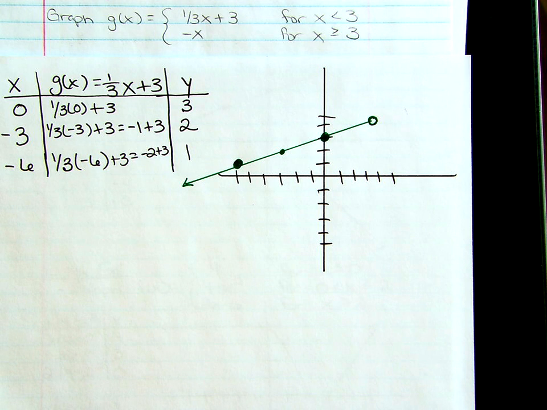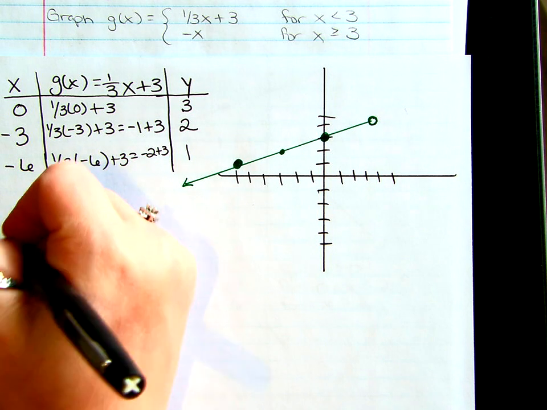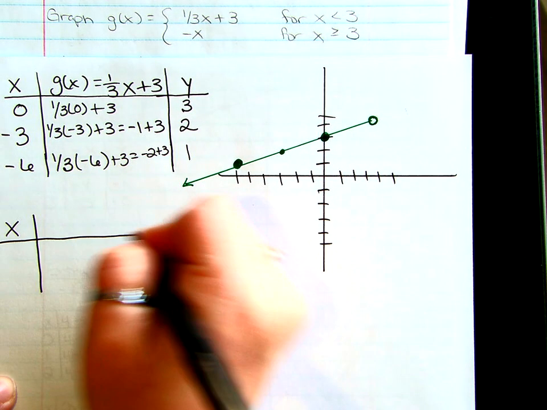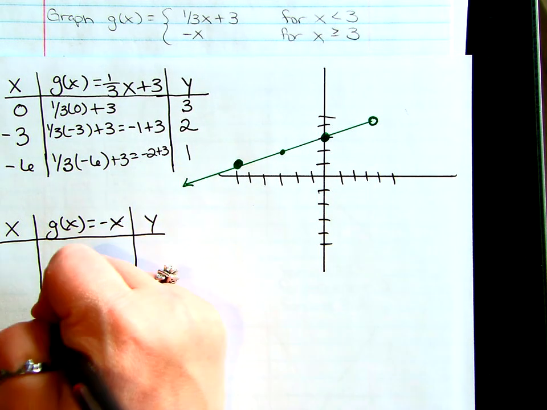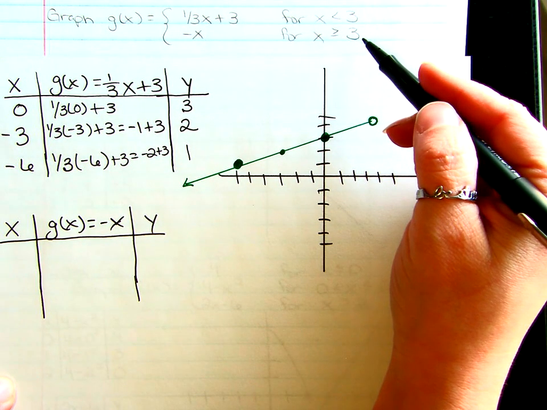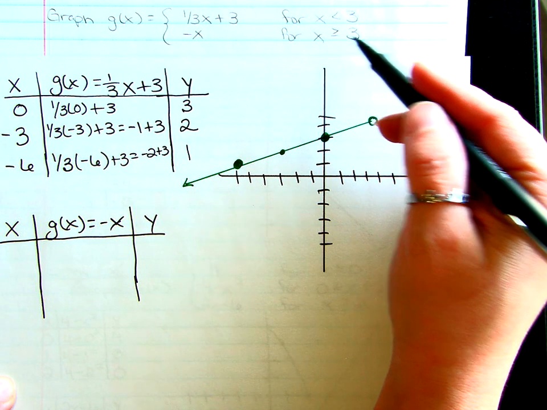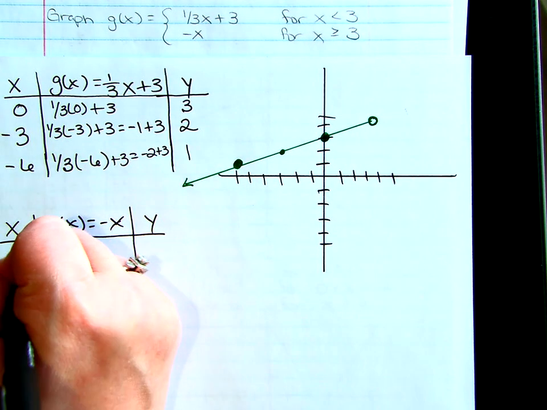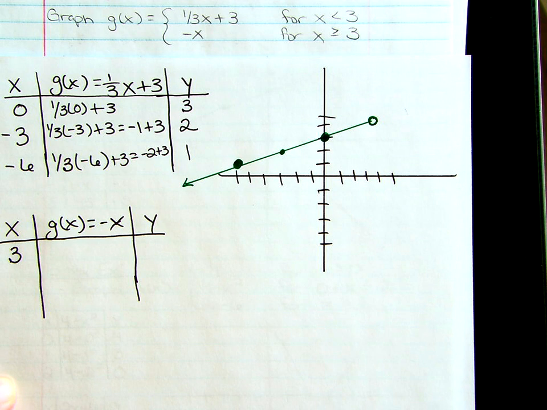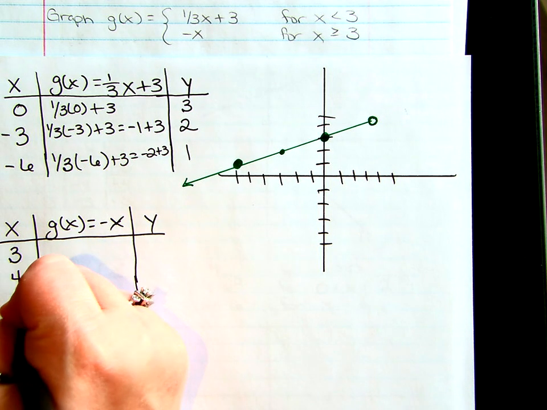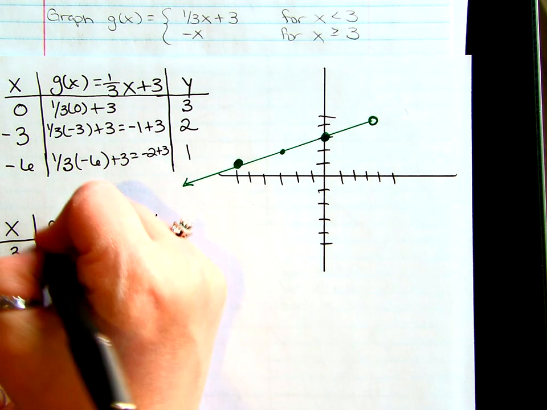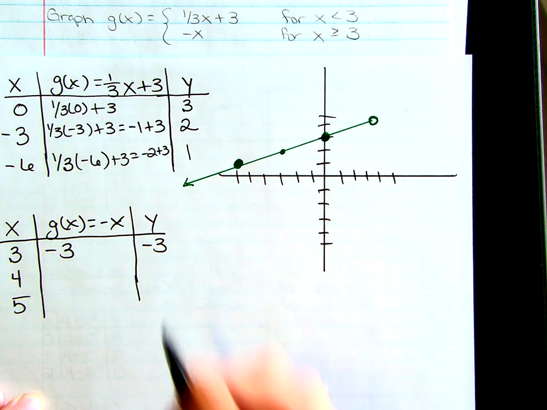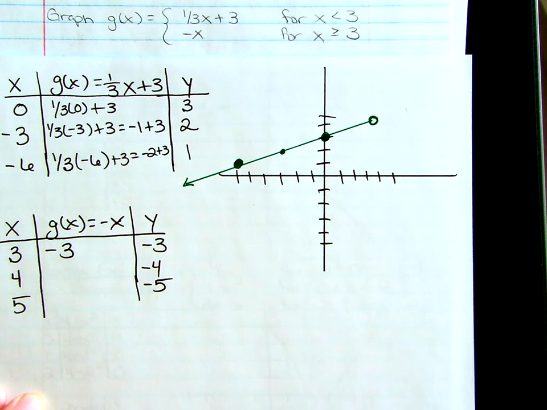So now we're going to do the same process for g of x is negative x for when x is greater than or equal to 3. So since this one does have the equals to, I'm going to have 3 be the first x value that I'm going to plug in. And since I have to go then larger than that, I'm going to go 4 and 5. There's not really anything to compute here. Because when you plug those in, you're just changing the signs on them.